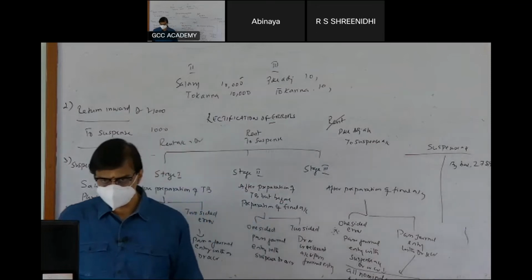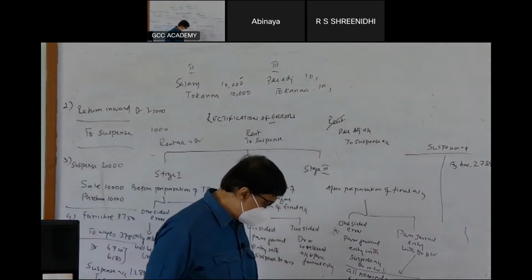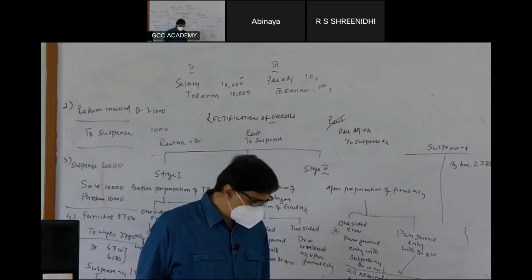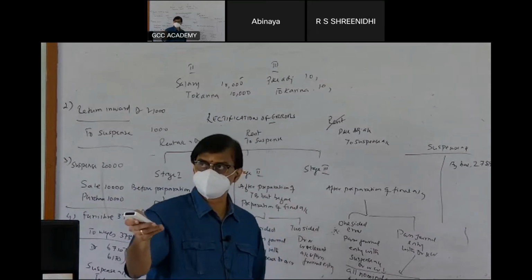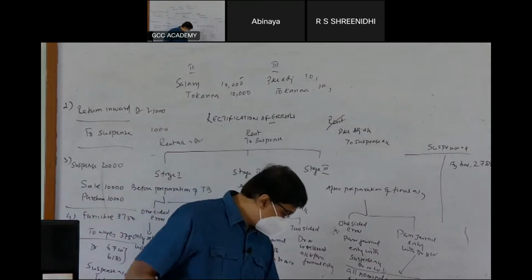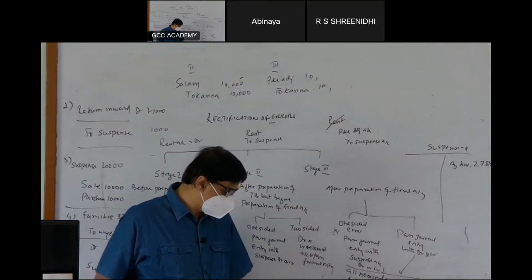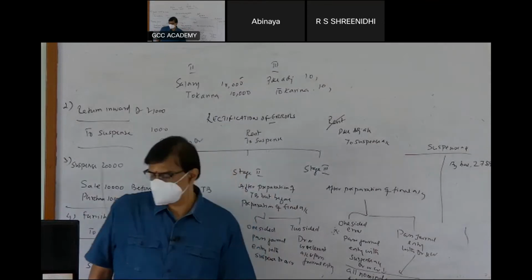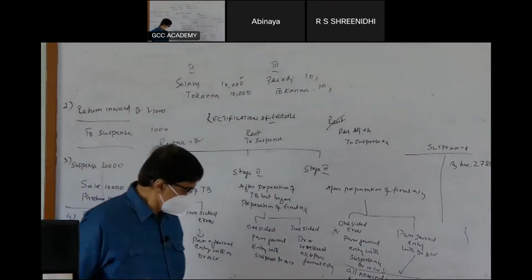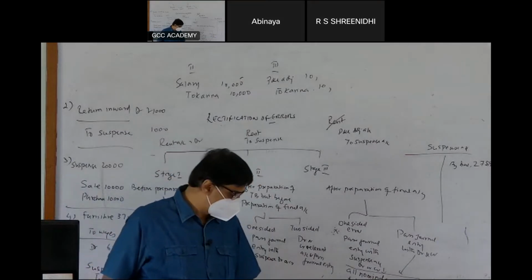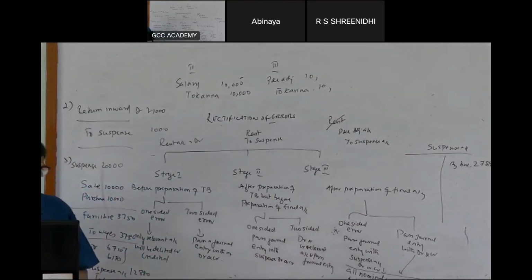You want the answer options? Yes, sir. Answer options: A, 5,000. Option B, 500. Option C, 5,500. Option D, 4,500. 4,500, sir. I'm not sure. Check it out.